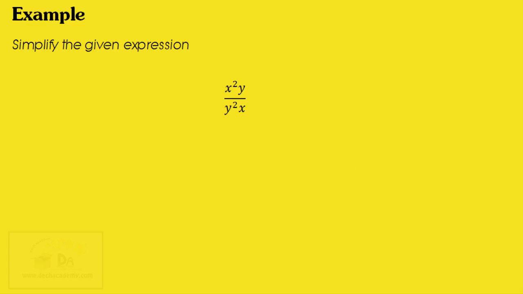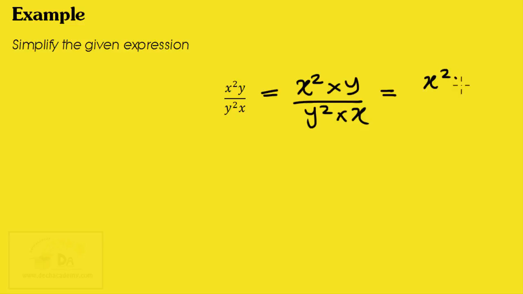Here's another example. We need to simplify this expression. I'm going to write it out as x squared times y divided by y squared times x. I could rewrite this as x squared times y divided by x times y squared. y squared times x is the same thing as x times y squared. The order in which the multiplication is carried out does not matter.